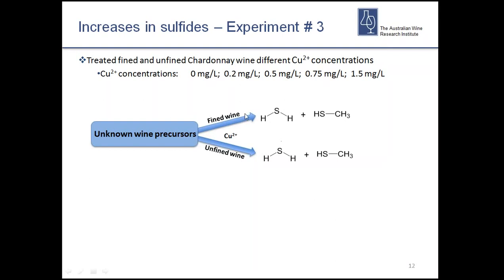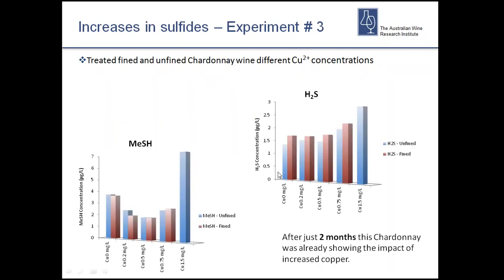And the reason we looked at the fined and the unfined wines was that we know that unfined wines with a higher protein concentration might potentially have extra precursors to these sulfur compounds, because they contain quite a lot of sulfur bonds in their protein structure. So let's have a look at the results of the Chardonnay wine.